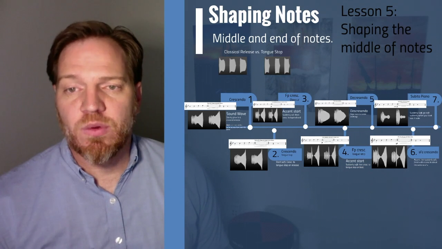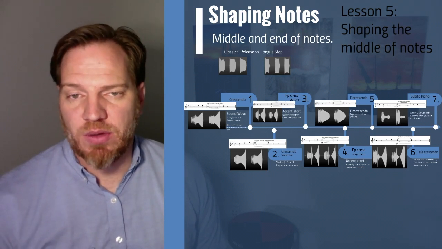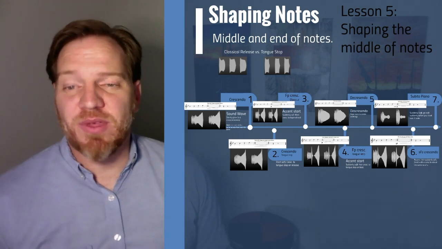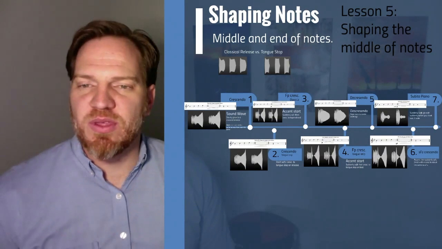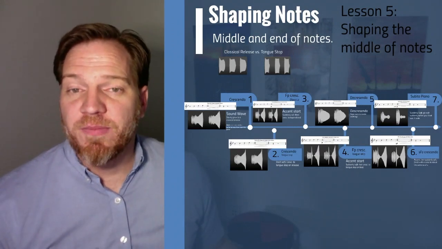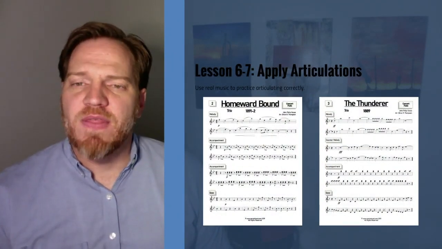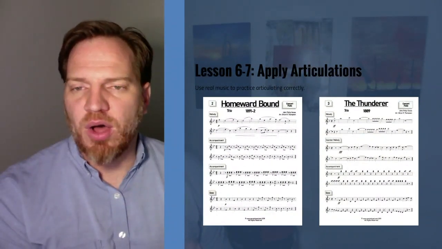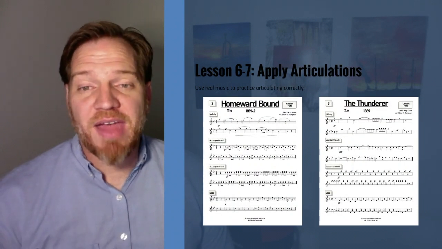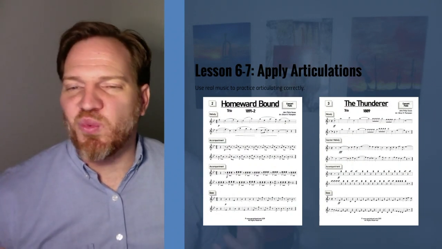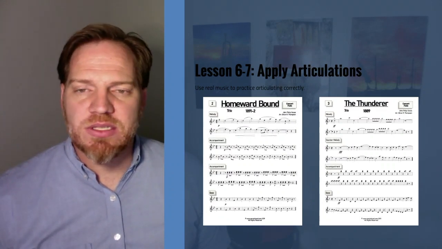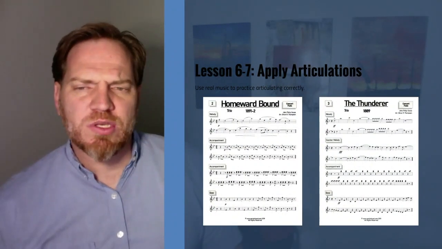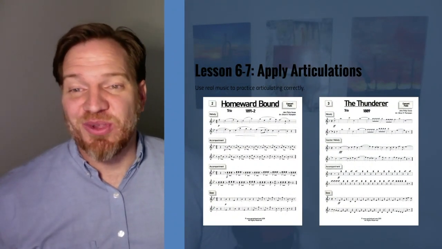Lesson 5, we teach shaping the middle of the notes. We talk about crescendos and decrescendos, forte pianos. And when your students are done with this, they can do all those shapes and do the things you've asked them to do. In lessons 6 and 7, they apply the things you have taught them to real music. Homeward Bound, also from Progressive Musical Studies, and The Thunderer. Kids can practice real music, real articulations, and know what it's really supposed to sound like with a melody. What are you supposed to bring out? What aren't you supposed to bring out? We get real music to learn these things.